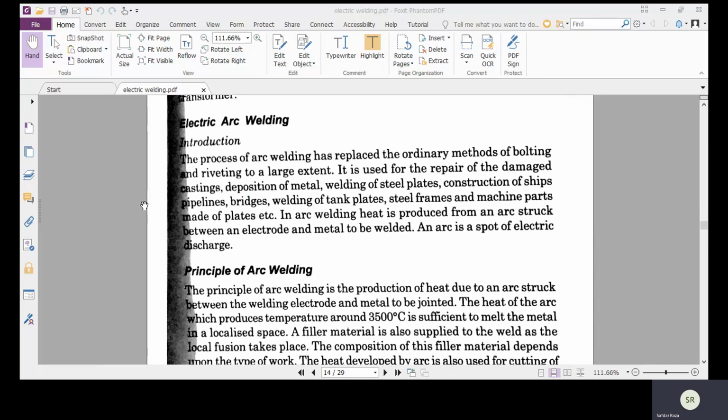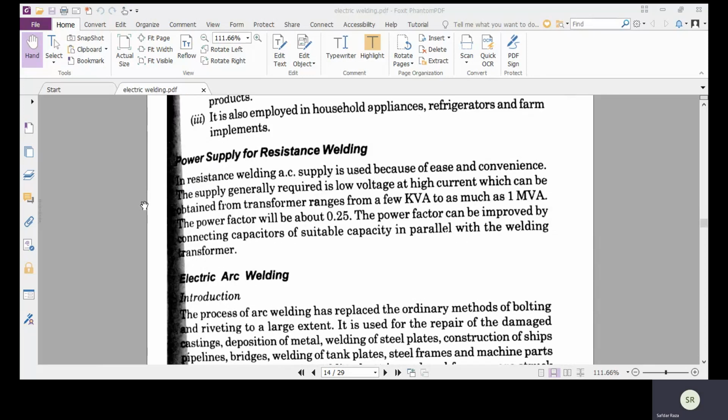So all this is about the types of resistance welding.